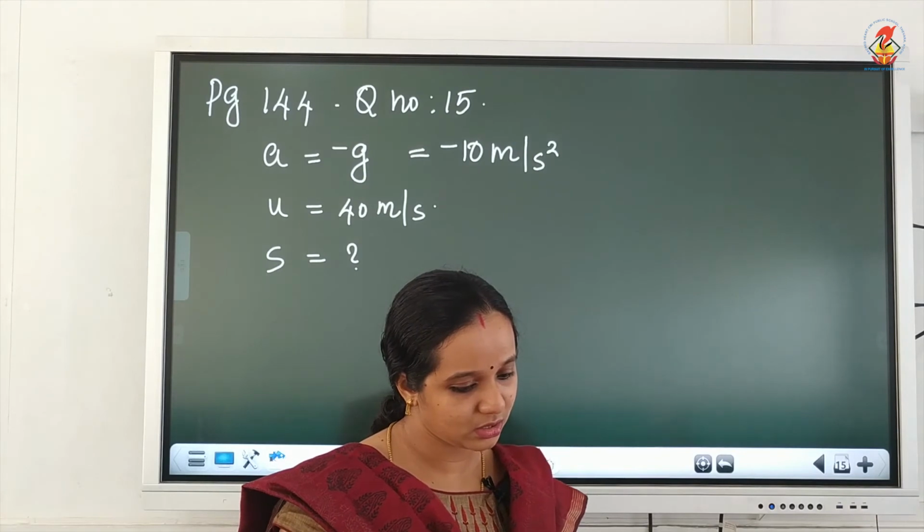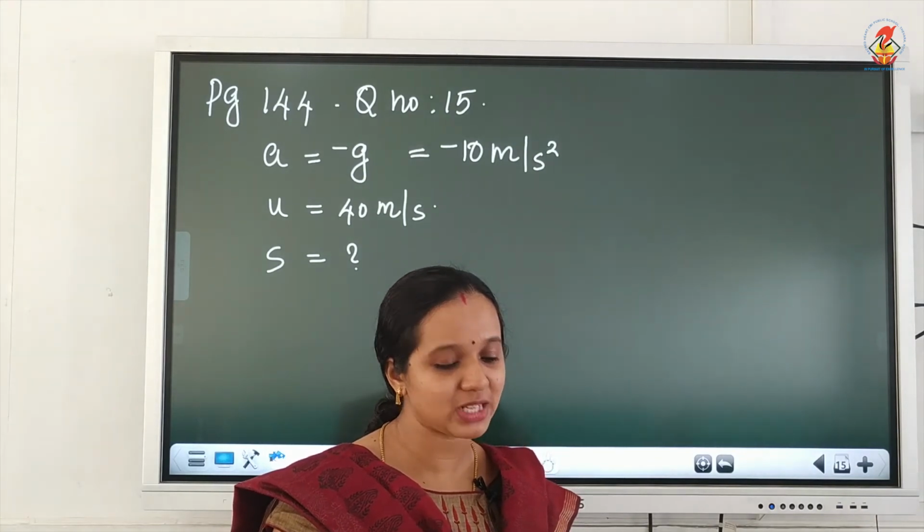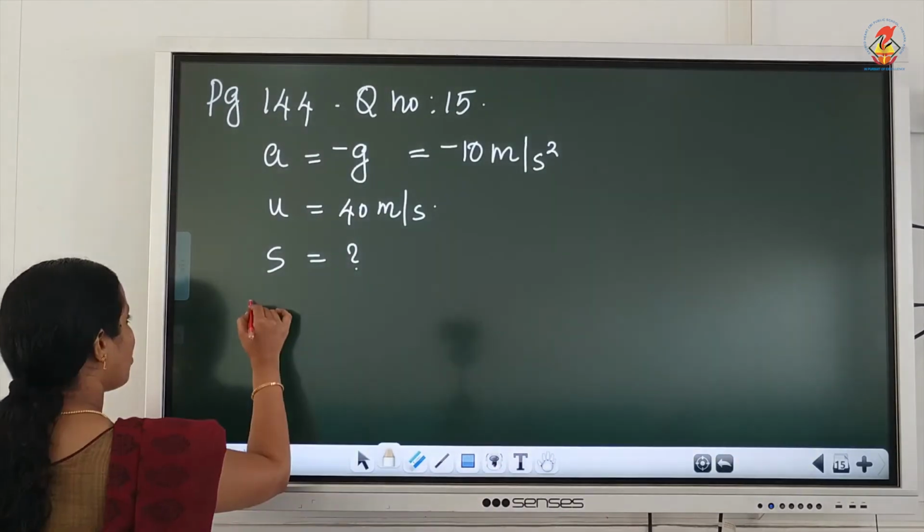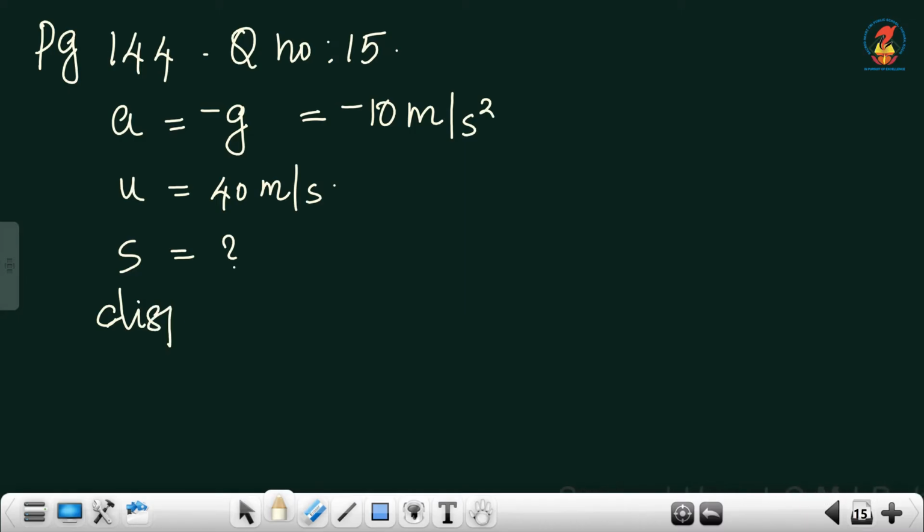Find the net displacement and the total distance covered. So you need to find both displacement and distance. So you need to find here the height covered, the displacement and the distance, and these are the given quantities.